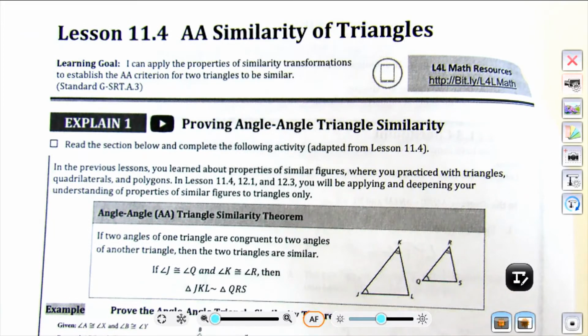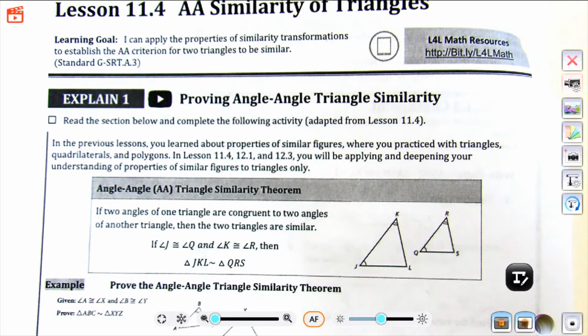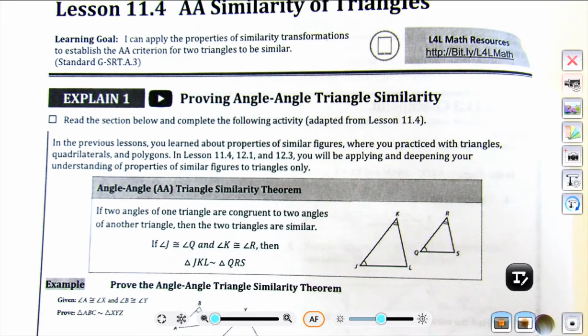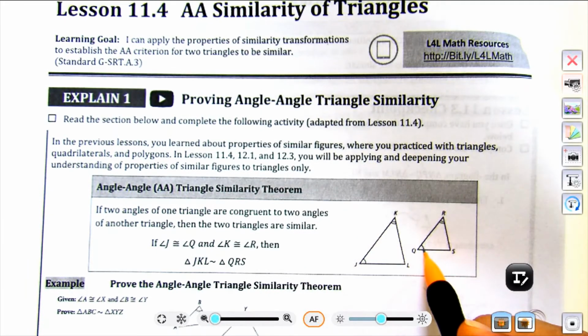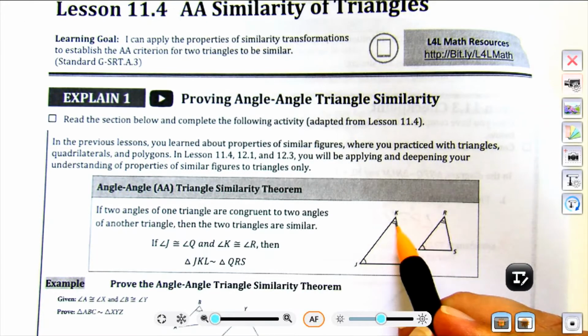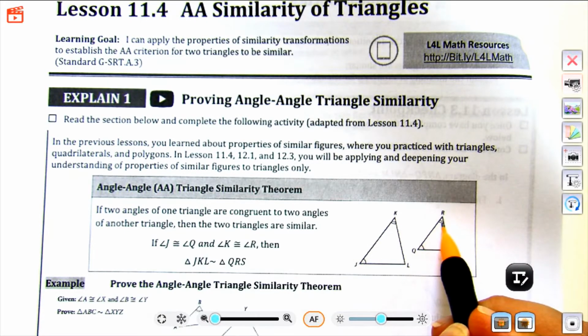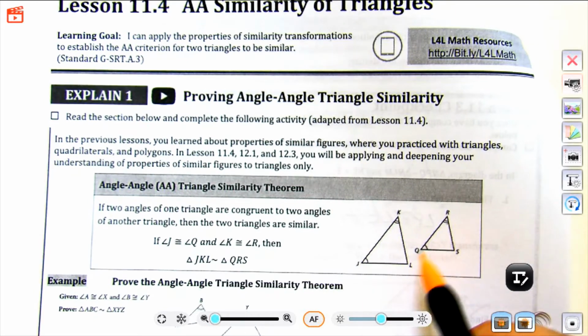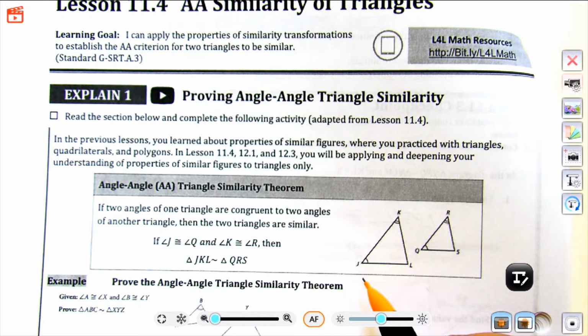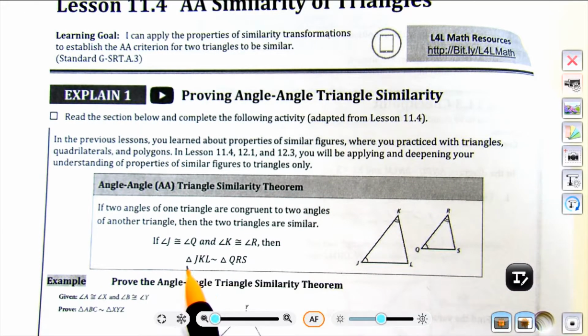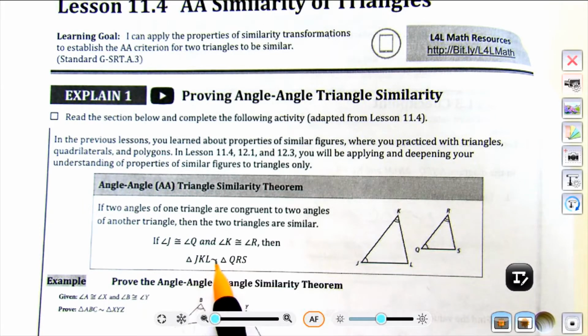If two angles of one triangle are congruent to two angles of another triangle, then the two triangles are similar. So let me walk you through that. If you have two angles, let's say angle J and angle Q are congruent, and angle K and angle R are congruent, just by knowing two angles are congruent, you can say that these two triangles are similar. So triangle JKL, this symbol means similar to, triangle QRS.